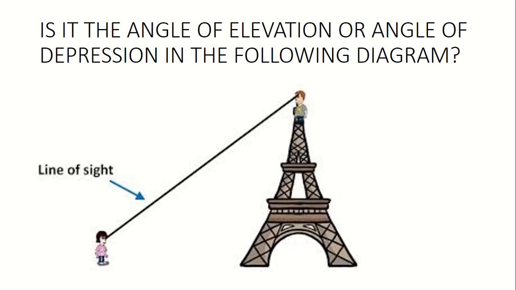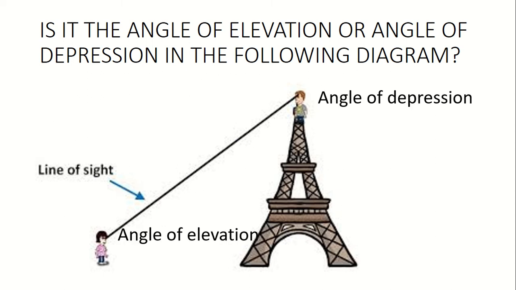Now, this one depends on who the observer is. The girl that is right on the ground, when she faces up and looks at the object, which is the boy, will create an angle of elevation. But the boy, on the other hand, will create an angle of depression when he looks at the object, which is the girl. So from the girl's point it is an angle of elevation, and from the boy's point, it will be an angle of depression.